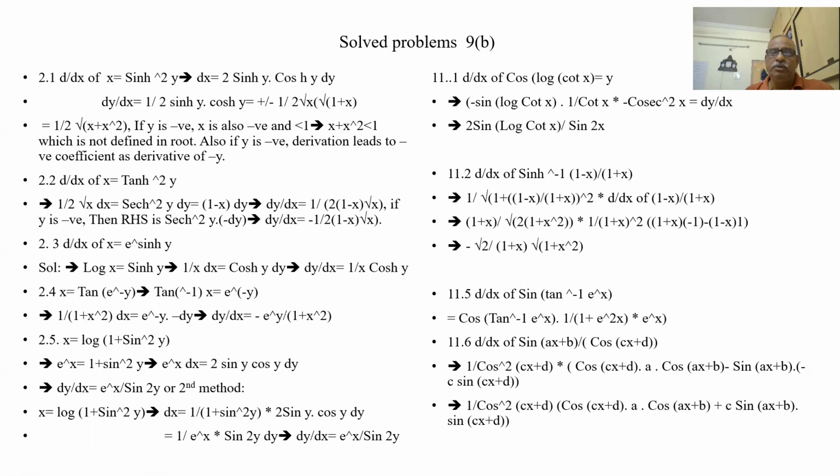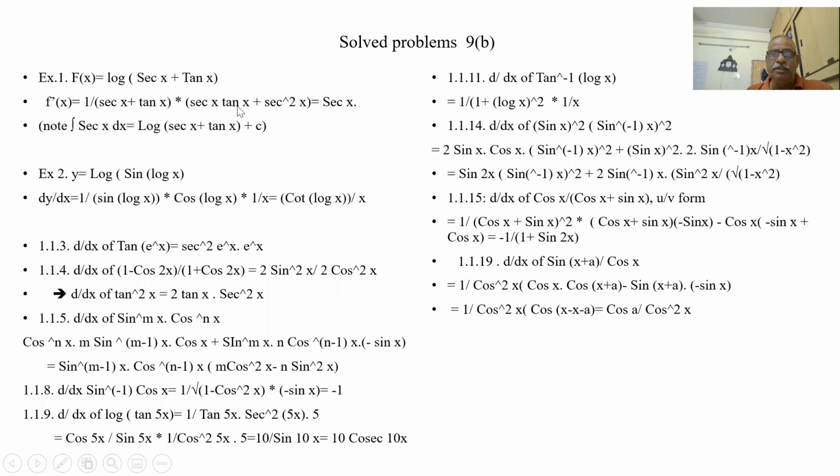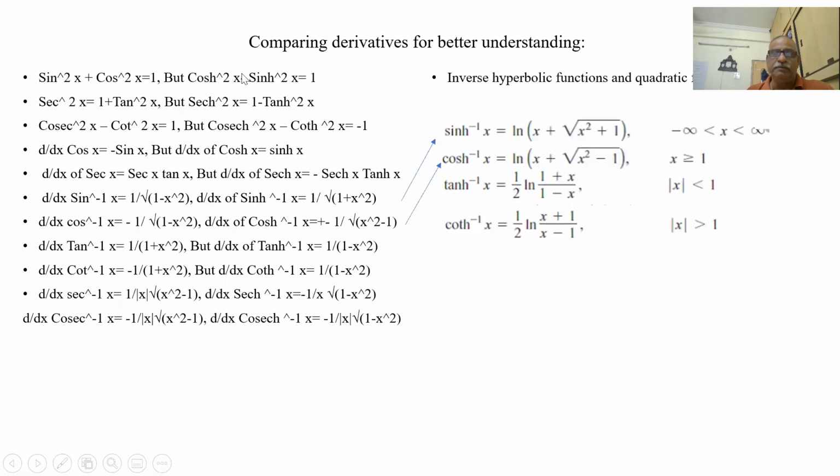So 1 by square root of 1 plus sinh square y. Sinh square y is x. So sinh y is root of x. Cosh y is 1 by square root of 1 plus sinh square y, that is 1 by square root of 1 plus x. This is from this relation.